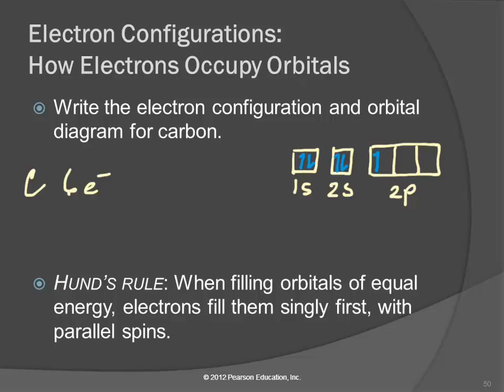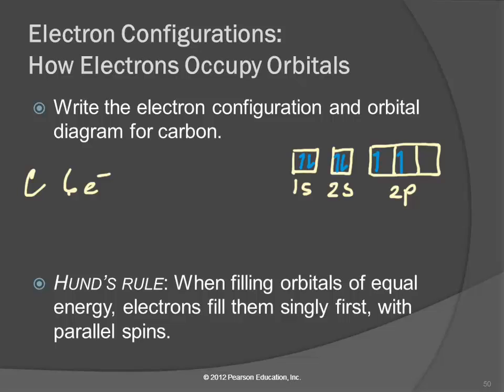So 1 electron goes in here. The next electron is not going to go into the same orbital with the first electron. He's going to take an orbital to himself. And this is what Hund's rule tells us: when we're filling orbitals of equal energy, and those p orbitals have the same energy, we're going to fill them singly first with parallel spins. So we're going to put them all in with up arrows, and then if we have to, we'll come back in and fill in with down arrows. So that's our orbital diagram.